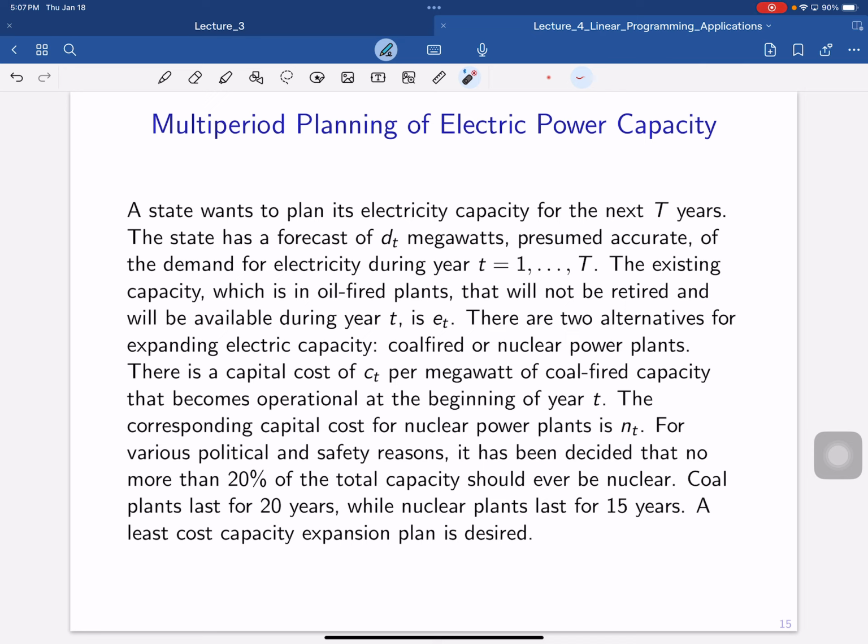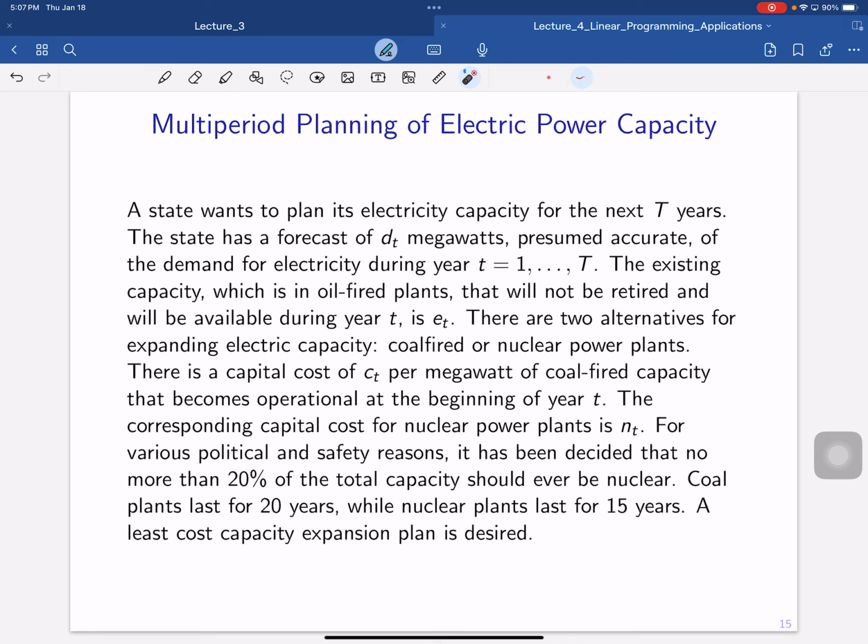For the sake of argument, for some political and safety reasons, it has been decided that no more than 20% of the total capacity should be nuclear. Nowadays we have similar constraints. We want net zero carbon emission by 2040 or something like that. A coal plant lasts for 20 years, and a nuclear plant lasts for 15 years. We want the least-cost capacity expansion plan to satisfy the demand.